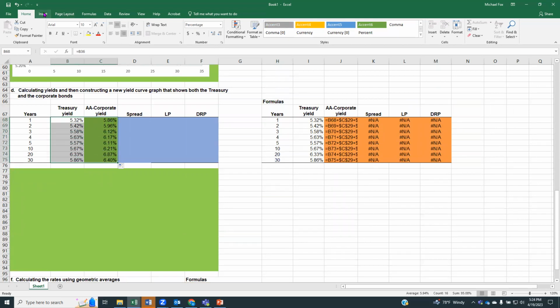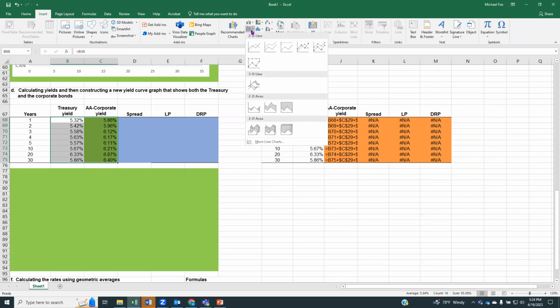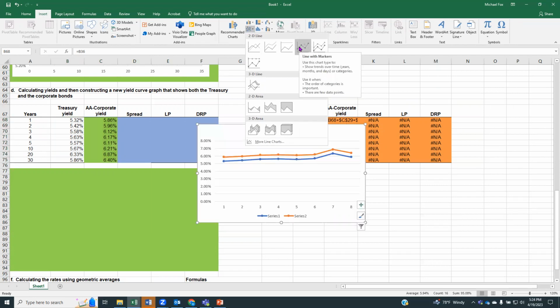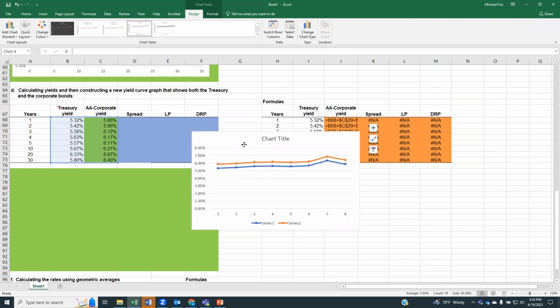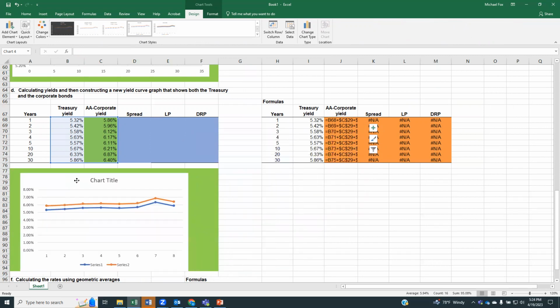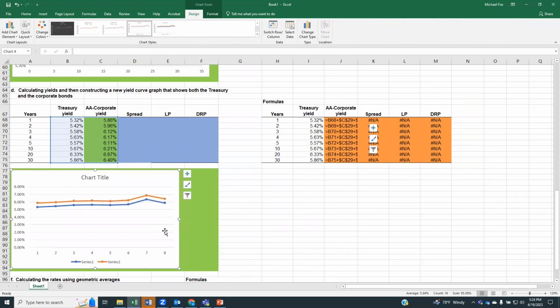I'll come up to insert. I'll choose one of these ones that has two lines. See, look, they track each other pretty much perfectly, just with the corporate yield being 0.54% higher based on those premiums, and that's it.